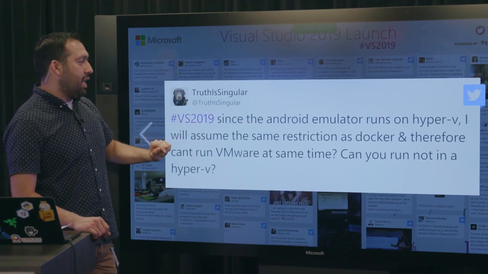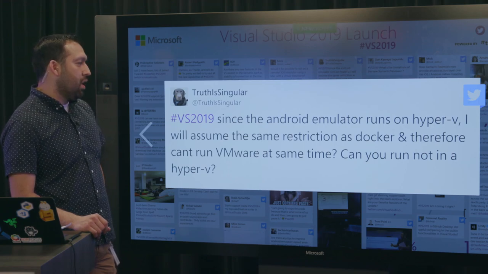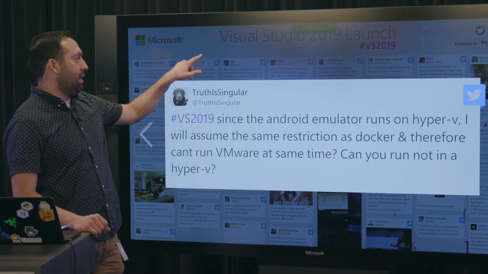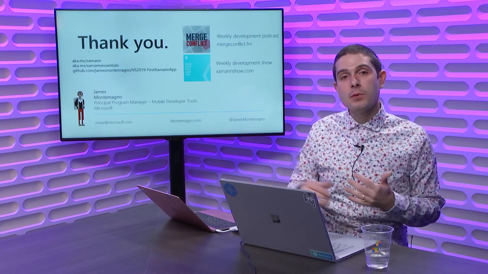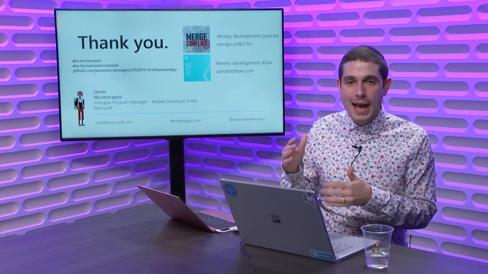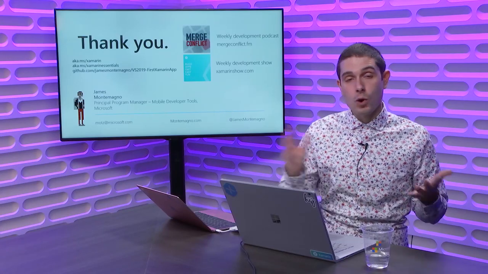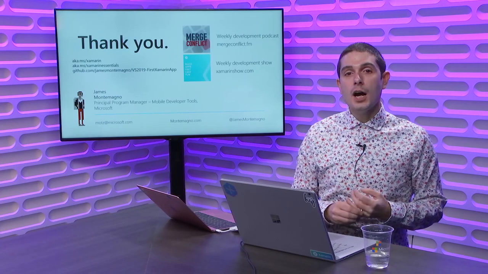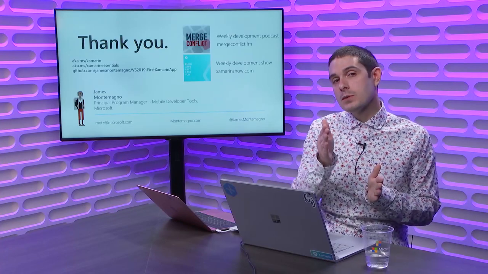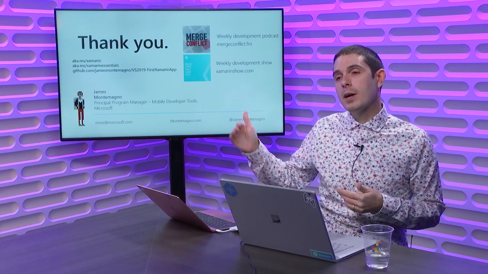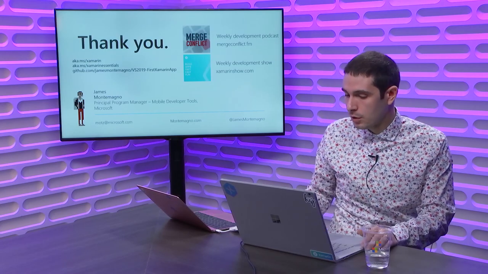Since the Android emulator runs on Hyper-V, I will assume the same restrictions as Docker apply, and therefore you can't run VMware at the same time. Can you run not in Hyper-V? Oh, absolutely. Before this brand new support for Android emulators running on Hyper-V, you had to install Intel HAXM x86 emulation and turn off Hyper-V. But you can run your Android emulators with that or with Hyper-V. It's up to you. And some machines don't even have Hyper-V, or perhaps have an AMD processor. So we now support that. And we're working closely with the Windows teams when we release updates to make that better and better, especially around security and the lower level stuff that Hyper-V runs on, every patch.